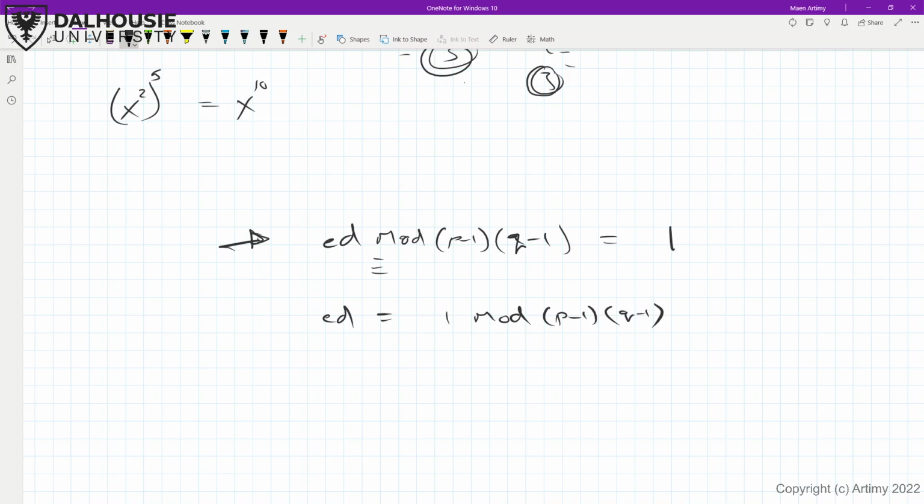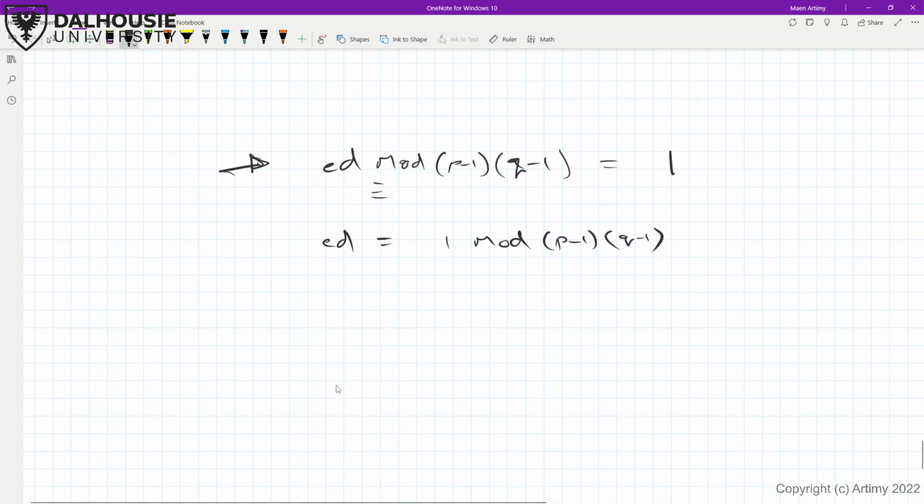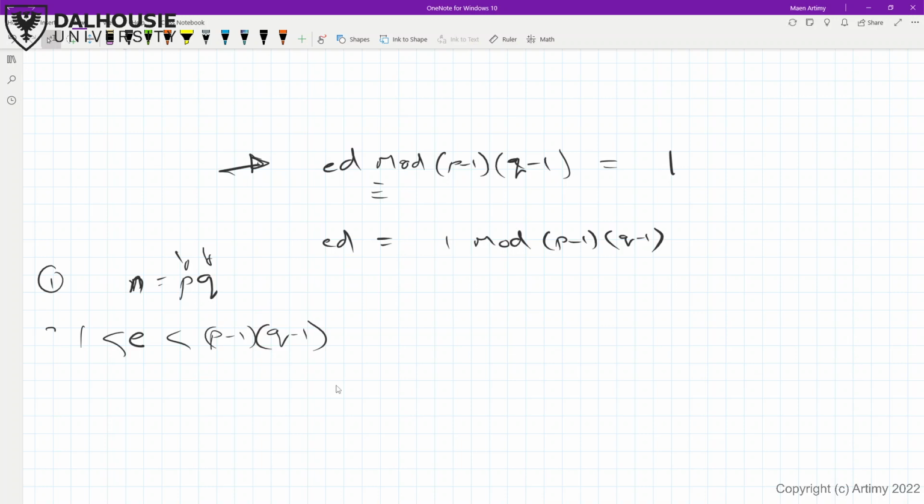Okay, so let me repeat that again. First, we need to find n, which is p times q, two large prime numbers. And then we have to find e that is greater than 1 and smaller than (p minus 1)(q minus 1). So that's step 1, that's step 2. The other condition is e must be co-prime with (p minus 1)(q minus 1).